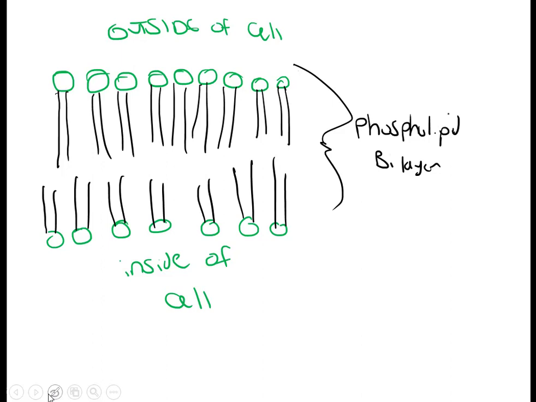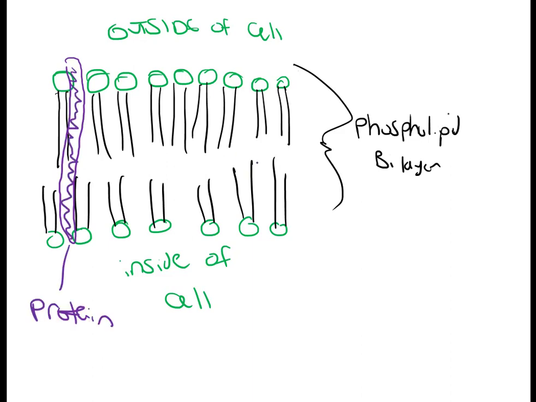Now, in the cell membrane, it's not just these alone. There are other things that are embedded in the cell membrane. For example, there could be some proteins that go all the way through the whole membrane. So this little purple thing is a protein.